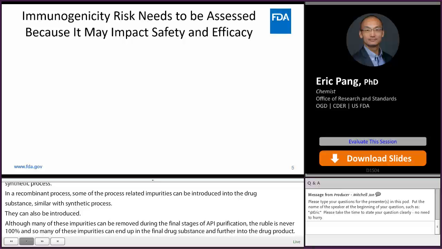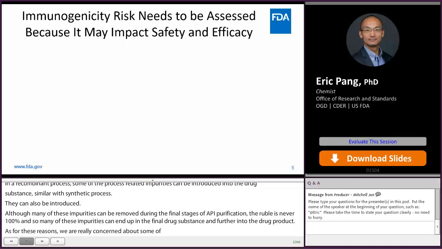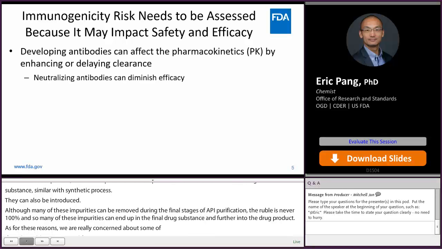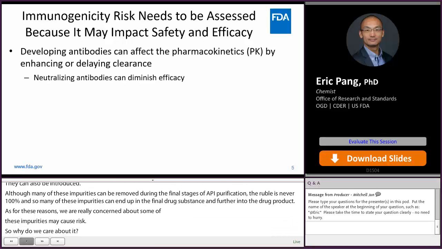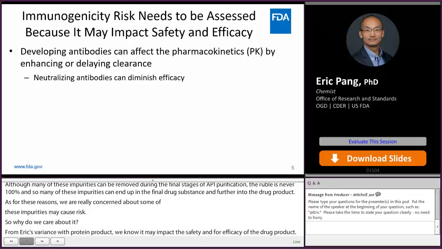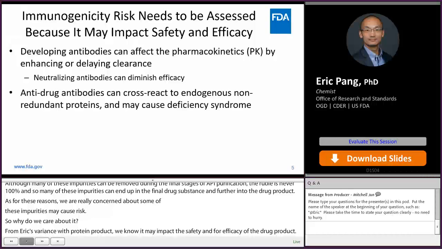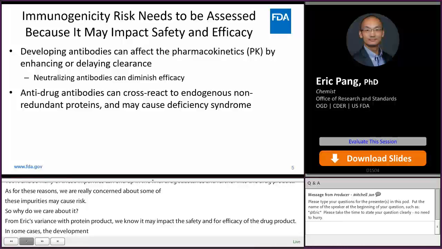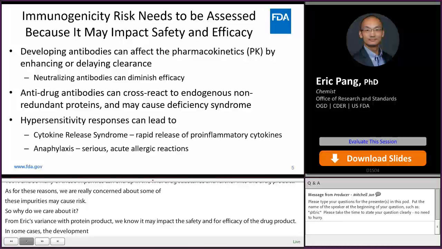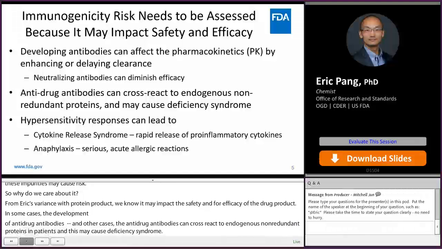So what is immunogenicity and why do we care about it? From our experience with protein products, we know that immunogenicity may impact the safety and efficacy of the drug product. In some cases, the development of anti-drug antibodies, such as neutralizing ADAs, can affect the PK and diminish the drug effect. In other cases, the anti-drug antibody can cross-react with endogenous non-redundant proteins in patients, and this may cause deficiency syndromes. In rare but severe cases, hypersensitivity in the form of cytokine release syndrome and anaphylaxis can also cause serious consequences.